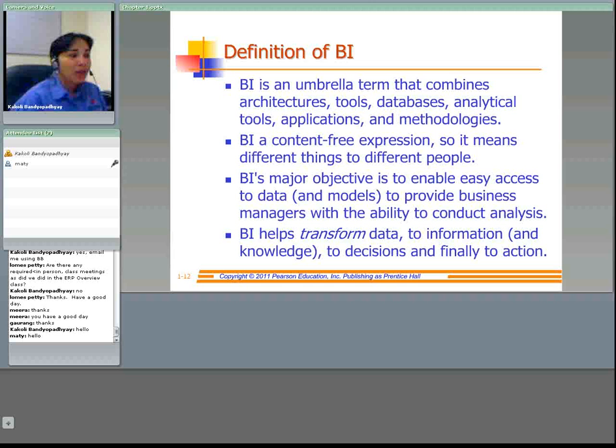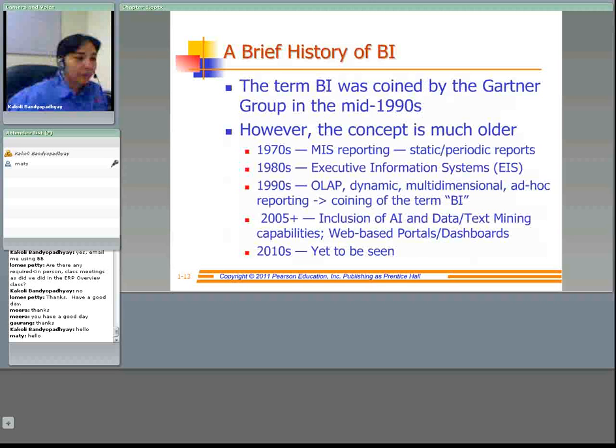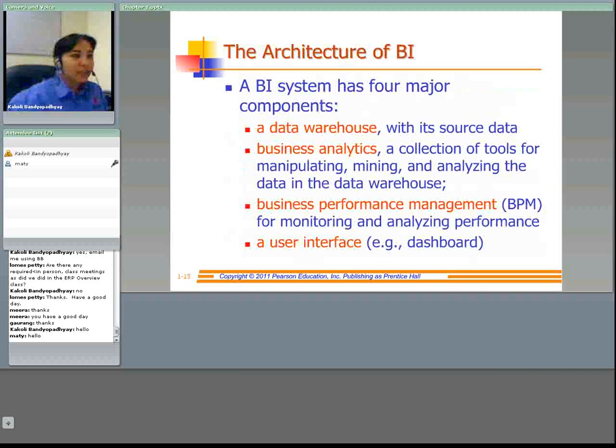What are the 4 different BI components? BI is made up of 4 components, okay, 4 major components. These components are a data warehouse, where the data is stored. This is the source data. Remember, we talk about BI as analysis of data. So where is the data stored? The data is stored in a data warehouse.